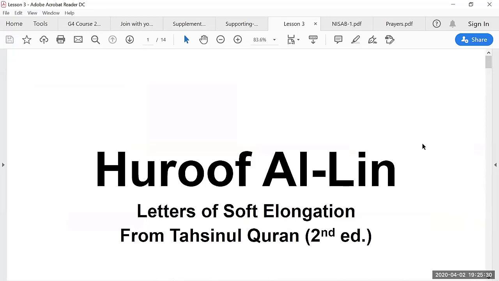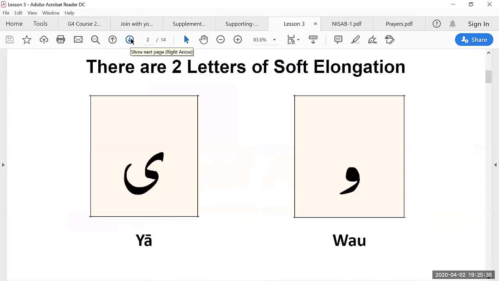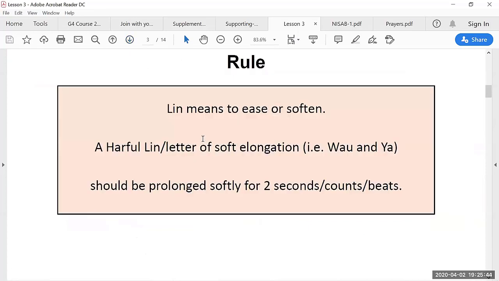which is Huruf al-Lin. So there are 2 Huruf al-Lin, and they are Vaw and Ya. The rule for Huruf al-Lin is to prolong them softly for 2 seconds. And the reason why we have to prolong them softly is because lean means to ease or soften. So now we are going to look at some examples from the Holy Quran.